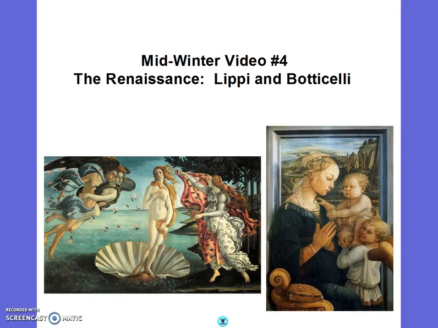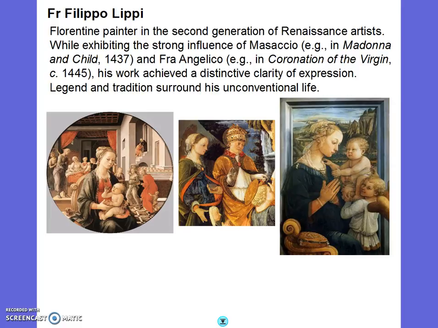We're going to start off by taking a look at Fra Filippo Lippi. He was definitely an interesting man. He was a Florentine painter in the second generation of Renaissance artists, while also exhibiting the influence of Masaccio, who we just looked at with his Trinity, or his Madonna and Child, which you can see a strong influence of, and Fra Angelico, who was another Florentine painter that we are not continuing to look at. His work achieved a distinctive clarity of expression.